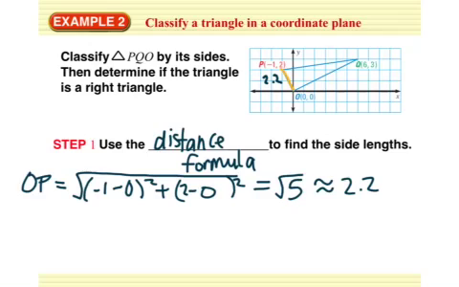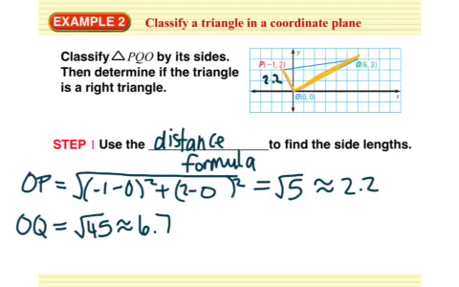To find the length of another side of the triangle, for example OQ, we would find the distance between the points 0, 0 and 6, 3. So use the distance formula to calculate that. Pause the video, and then I'll show you the answer. Using the distance formula, you should have gotten OQ is approximately 6.7, so the square root of 45. Finally, calculate the last side length of the triangle, PQ, using the distance formula. PQ is the square root of 50, which is approximately 7.1.